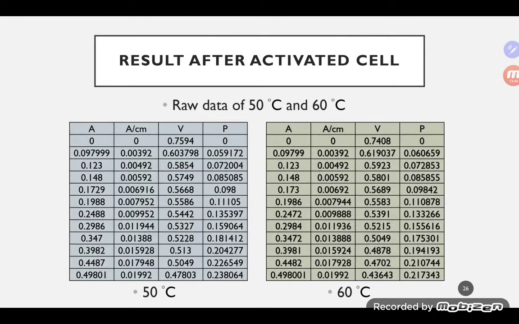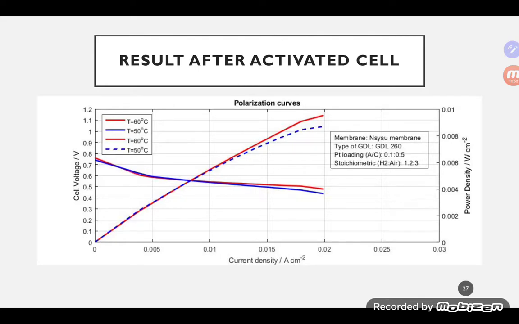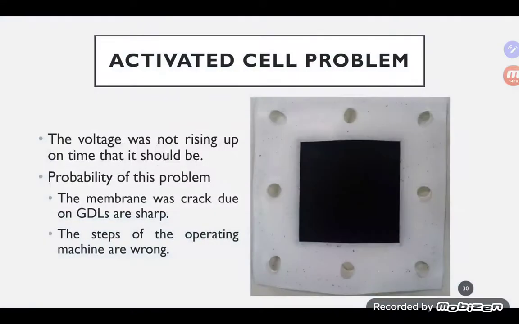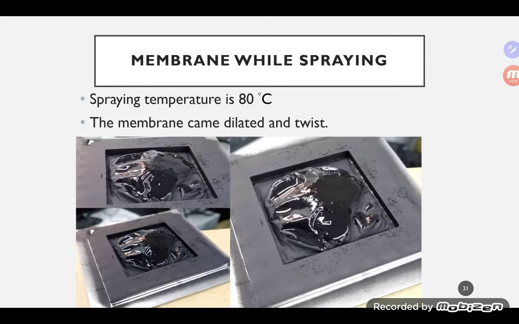So we got this one at 50 degrees Celsius and 60 degrees Celsius. So we will look at 60 degrees Celsius. When we compare, the NSYU membrane has quite low performance compared to Nafion 211. So we found the problem and discussed it: when we activated the cell, the voltage was not rising up on time as it should. The probable cause is maybe the membrane was cracked because the GDL is sharp, and when we sprayed the membrane from NSYU, the spraying temperature was 80 degrees Celsius, but the membrane became dilated and twisted. Maybe the pad temperature was not enough to evaporate the solution.